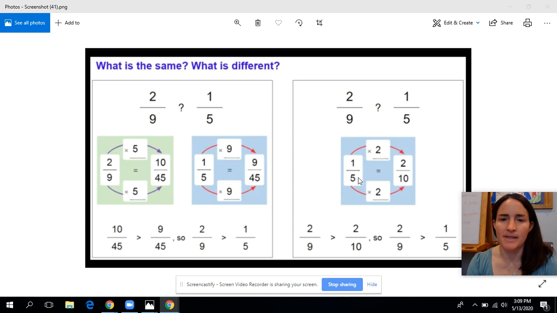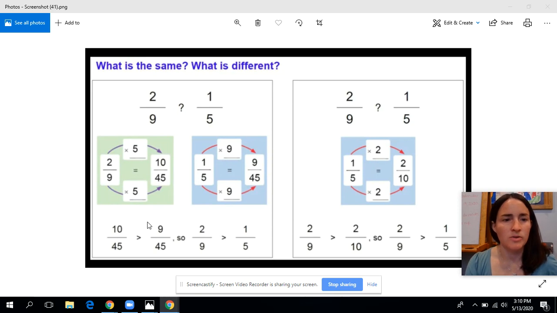I noticed over here in this set of work, similar thing in that they were trying to figure out an equivalent fraction by multiplying both the numerator and the denominator by the same number. Now, the number that they multiplied each of these fractions by is, of course, different. So the process was the same, but the actual numbers were different. At the bottom, I can see that they came up with the same solution for both. So at the very bottom here, we can see that they are deciding that 2/9 is greater than 1/5, and that was the conclusion that was come to on this side as well. 2/9 is greater than 1/5. But the way they went about it is different.